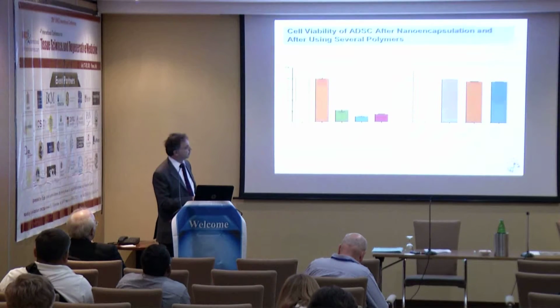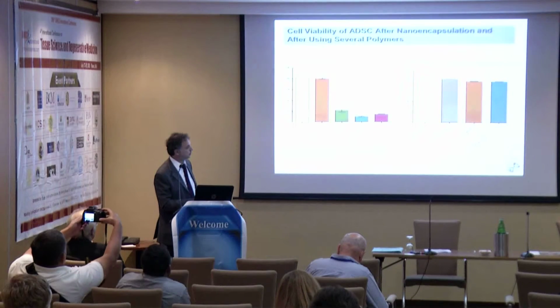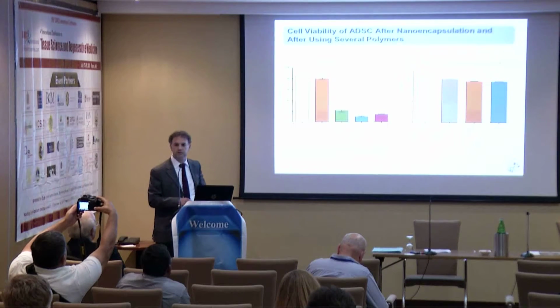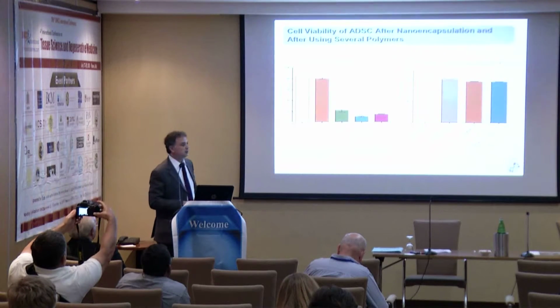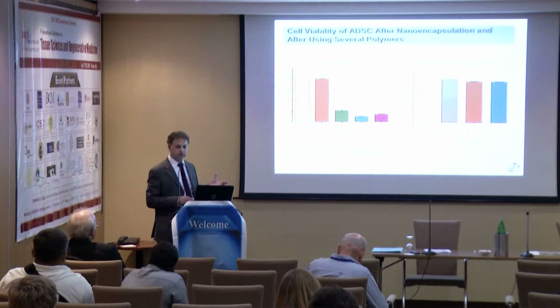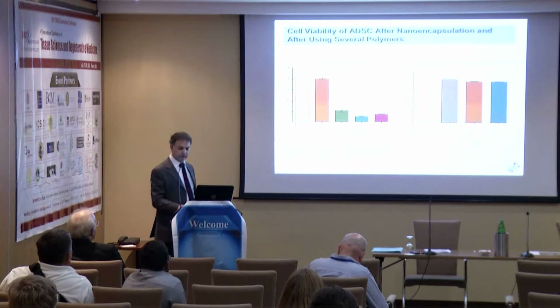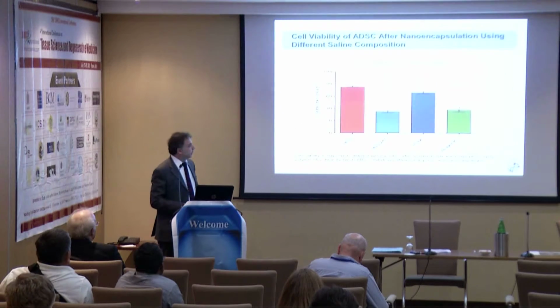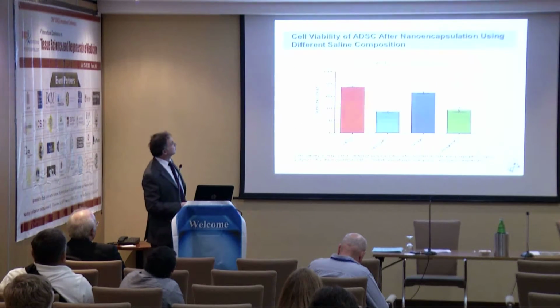Finally, the cell viability using the second layer, the polyanion. We use here a 1-in-1 mixture of hyaluronic acid and chondroitin sulfate. And we see that the final process of nanoencapsulation of the cell did not alter the cell viability at all.